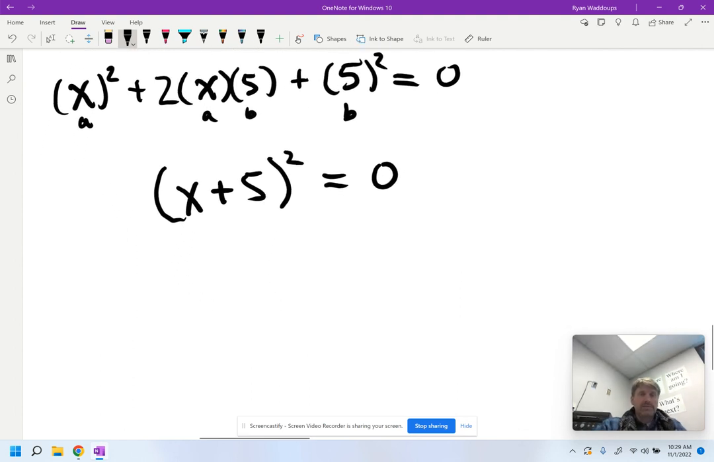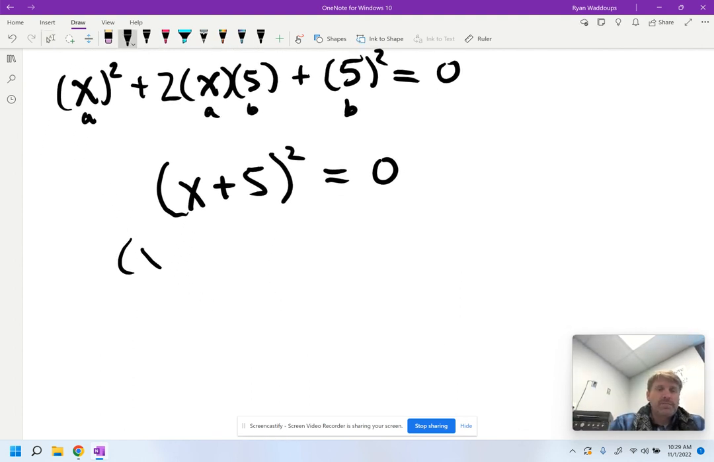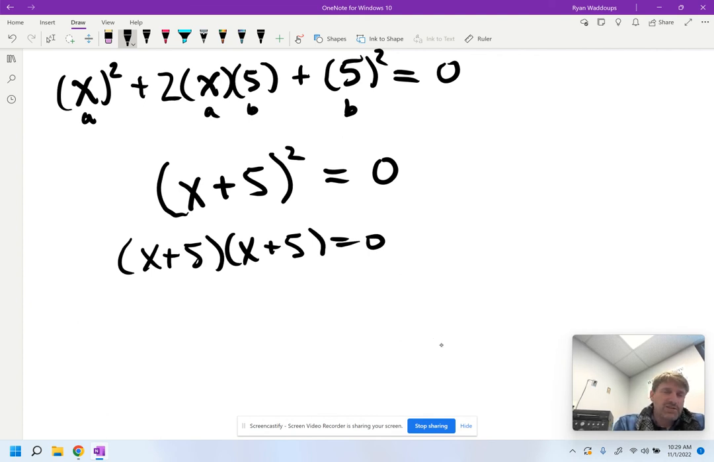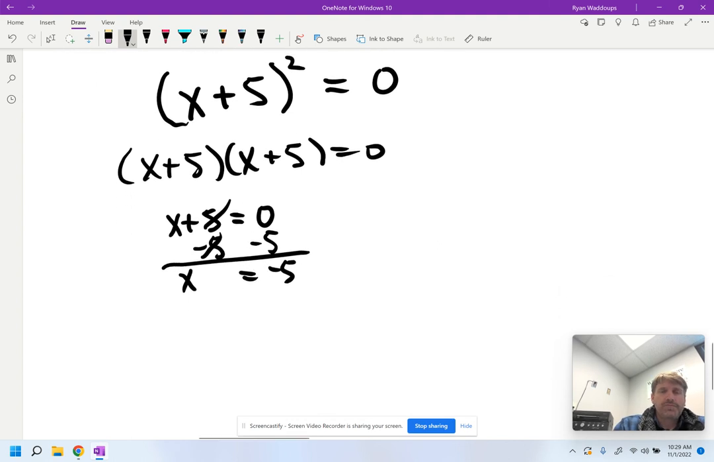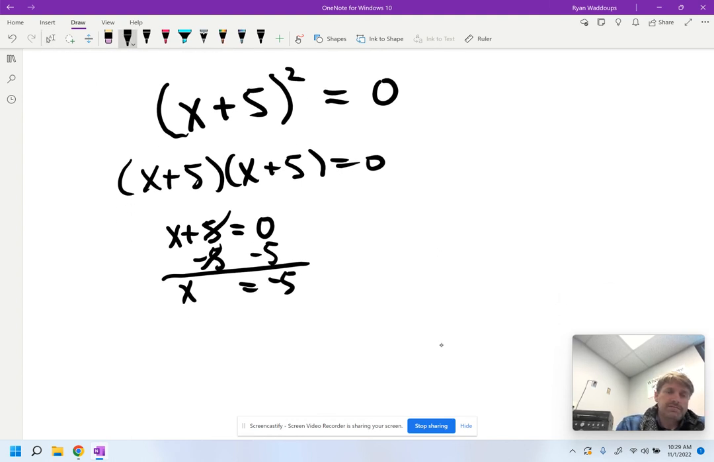So what that means, x plus 5 squared is the same as x plus 5 times x plus 5 equals 0. And they're the same, so I don't need to solve it twice. I can just solve it once. So I just say x plus 5 equals 0. Subtract 5 from both sides. x then is equal to negative 5. And in this case, that is the only solution, since it's the same solution here as it is here.